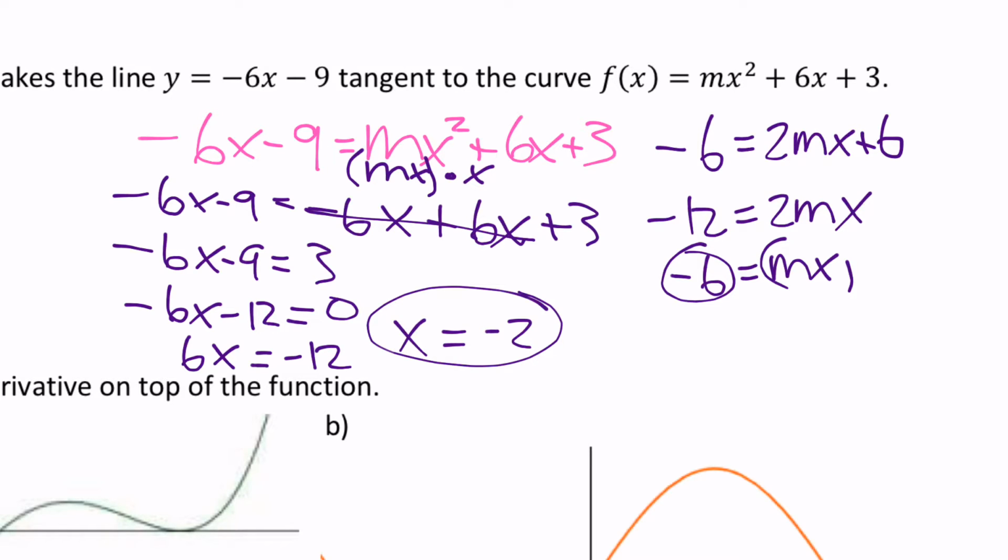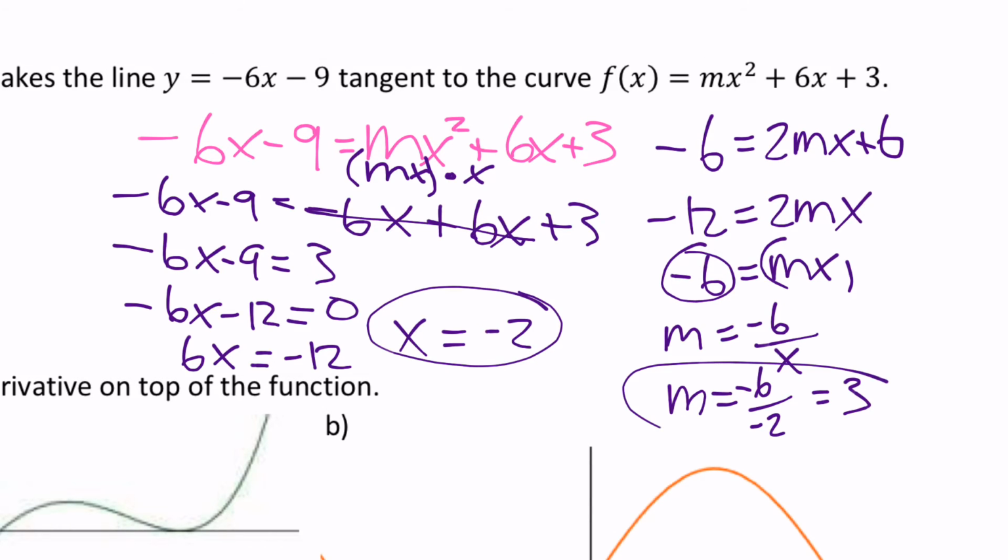We want to find m, but we know that mx equals negative 6. So m has to equal negative 6 over x, and we know x is negative 2. So m equals negative 6 over negative 2. 6 divided by 2 is 3. So m equals 3, and we're good.